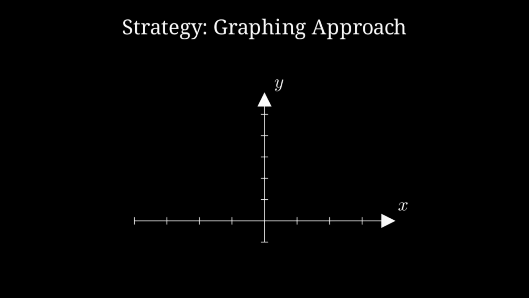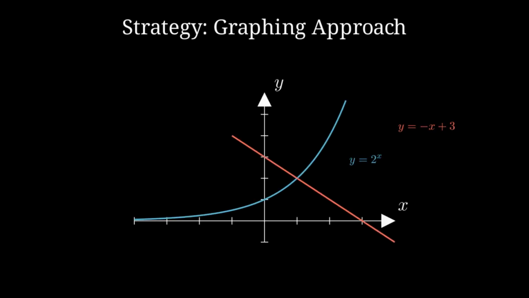If bases cannot be easily matched, we turn to graphing. By setting each equation equal to y, we can plot them on a coordinate plane. The point where the two lines cross represents the values that satisfy both equations simultaneously.